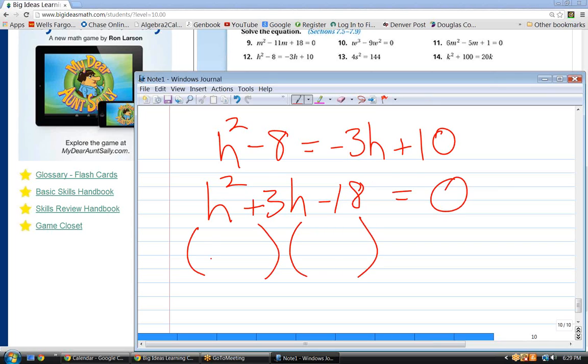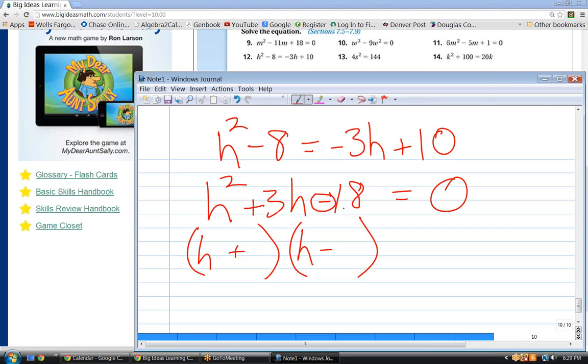Alright, so h and h, plus and minus, and then factors of 18 that subtract to make 3. What are factors of 18 that subtract to 3? Is it 6 and 3? And where's the 6 go and where's the 3 go? I think the 6 goes on the second one.